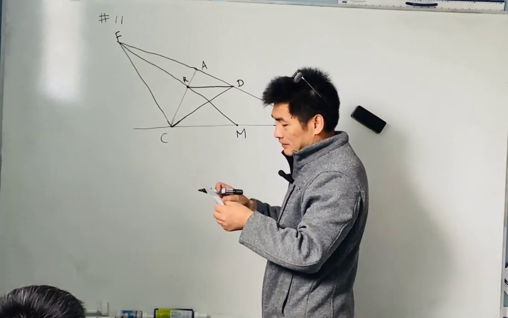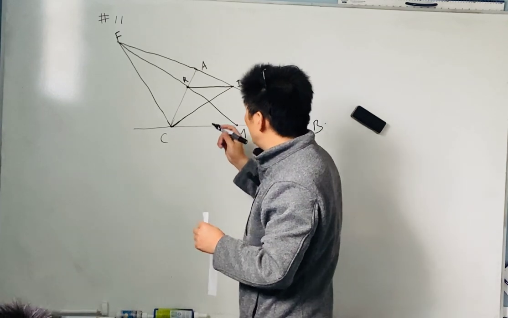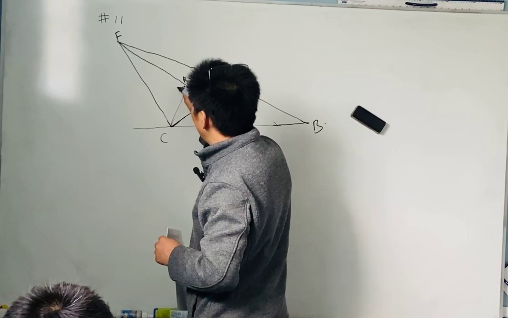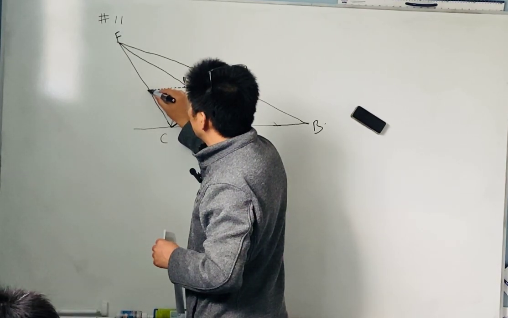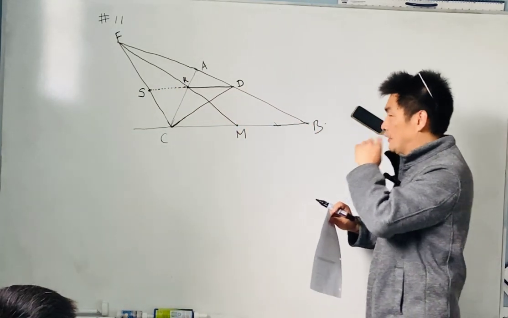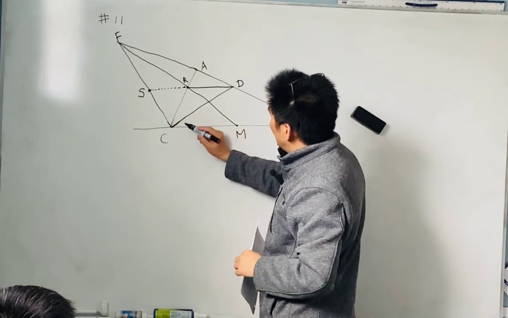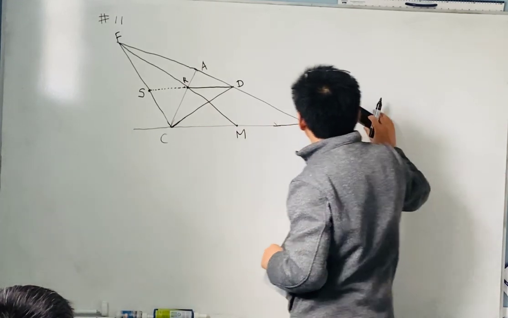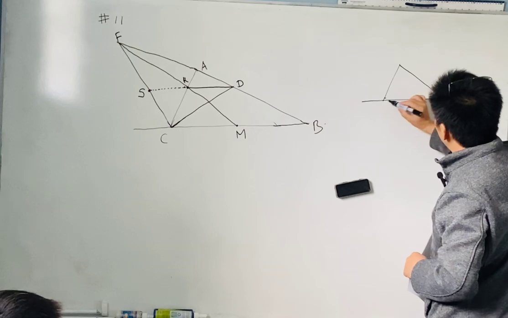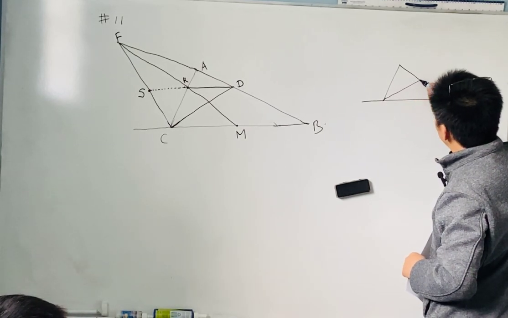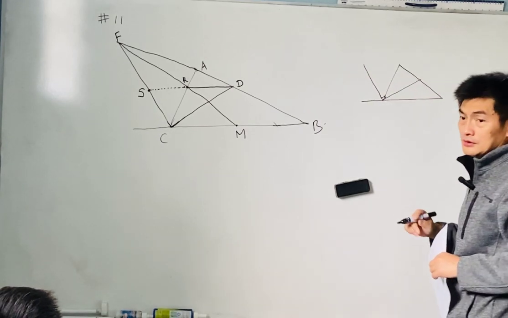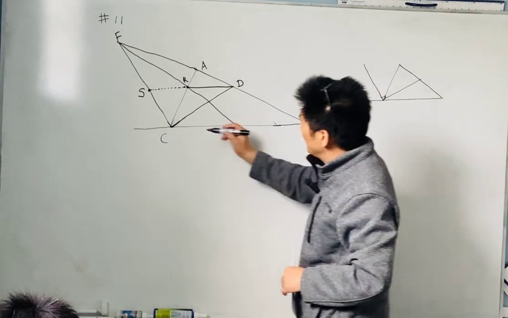So there's a hint, right? They ask you to produce DR to meet CF at S. So then you just do that. Okay, that makes it easier. So I mentioned last time, whenever you have a situation like this, a triangle with the angle bisector of the interior angle and the angle bisector of the exterior angle, you always know that this is 90 degrees. So we got 90 degrees here.